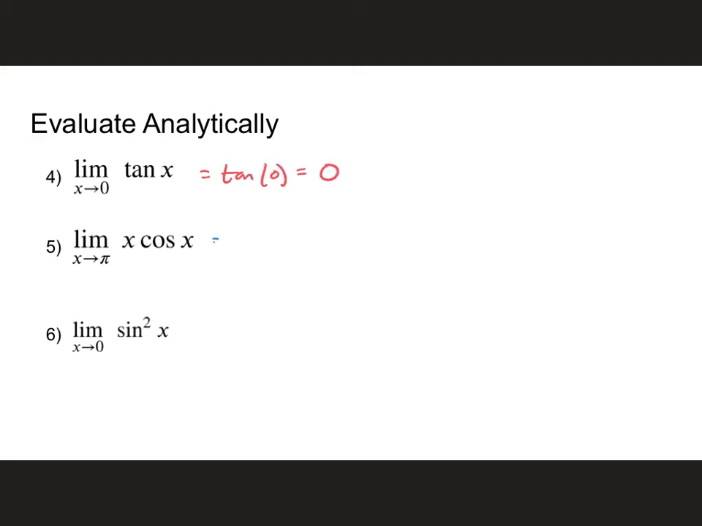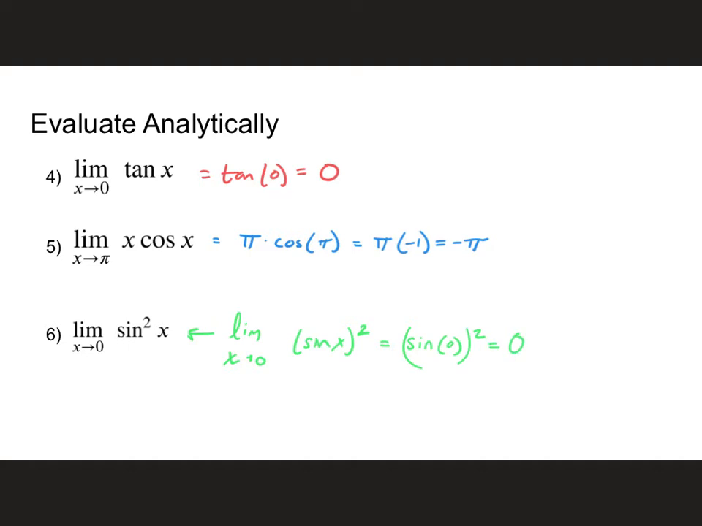For the second one, that's pi times the cosine of pi. The cosine of pi, of course, is equal to -1. So this ends up being negative pi. And the last one, what is this? Ooh, okay, now remember, this really means the sine of x, that quantity squared. We can't take that for granted. So just remember that. So then we're really doing the sine of 0 squared, which of course is 0.